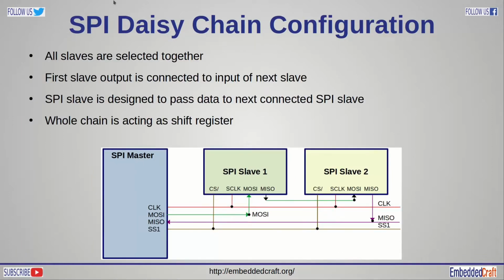Let us move to the second configuration. This is the daisy chain configuration. Chip select is common. The output of one SPI device will be the input to the next SPI device. The MISO line of one SPI device is connected to the MOSI line of the next SPI device. This enables one SPI device to send data to the next. All SPI devices together will form a big shift register. Scrolling message display is an example of the daisy chain configuration.